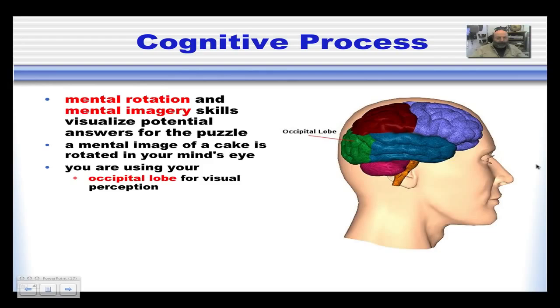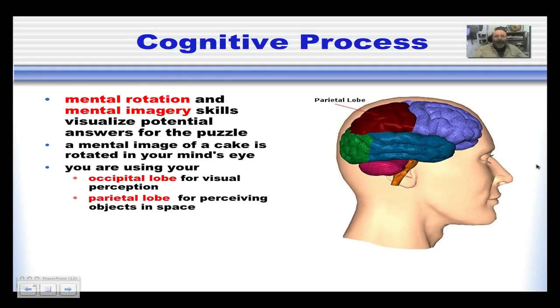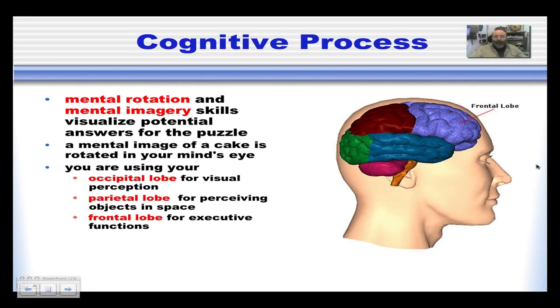So visual perception takes place in the occipital lobe. The parietal lobe is actually going to help me to perceive that object in space. That's one of the tasks that the parietal lobe does. It sees things dimensionally and figures out their shape and size. And then the frontal lobe is also going to be employed for executing the function. So staying focused on the task and trying to achieve it requires that I use my frontal lobe. So my occipital lobe, my parietal lobe, and my frontal lobe are all playing a role in this task.